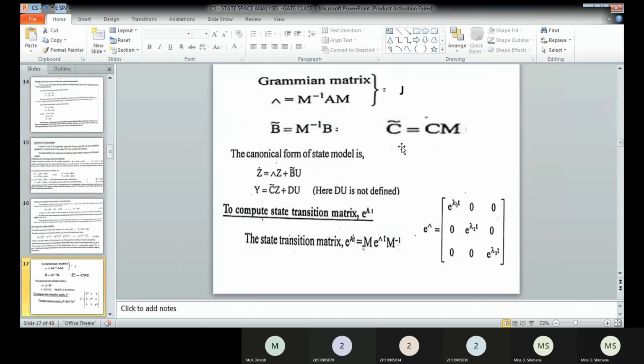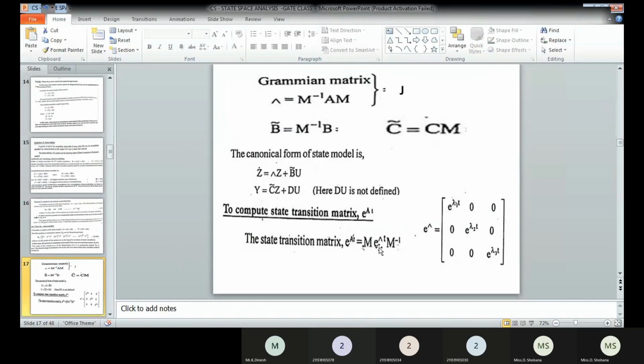Now we are going to discuss how to determine the Gramian matrix and the modal matrix. Here we already know the diagonal matrix Λ is equal to M inverse A M, the B vector is equal to M inverse B, and the C vector is equal to C M. Mostly D will not be available, therefore Y equals C vector into Z. Here we can also compute the state transition matrix e^(At), which is equivalent to M e^(Λt) M inverse.